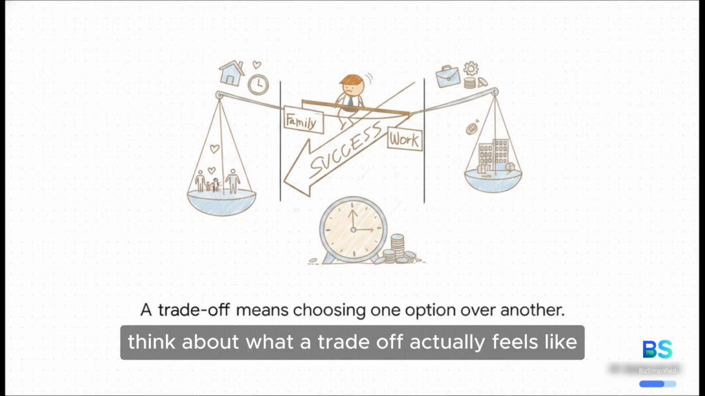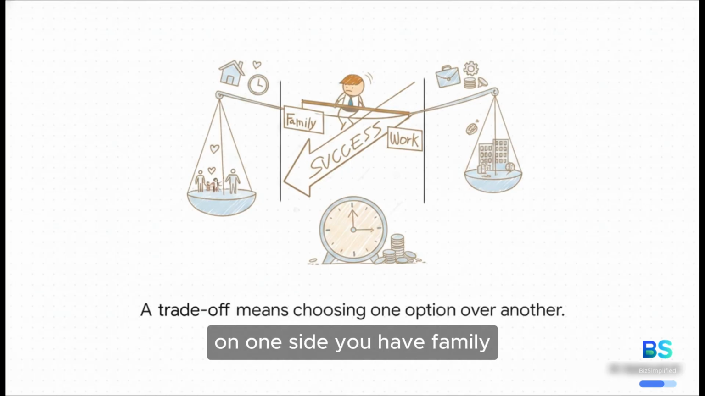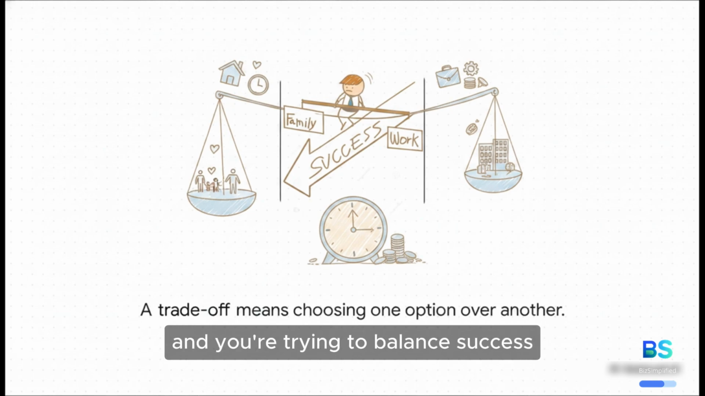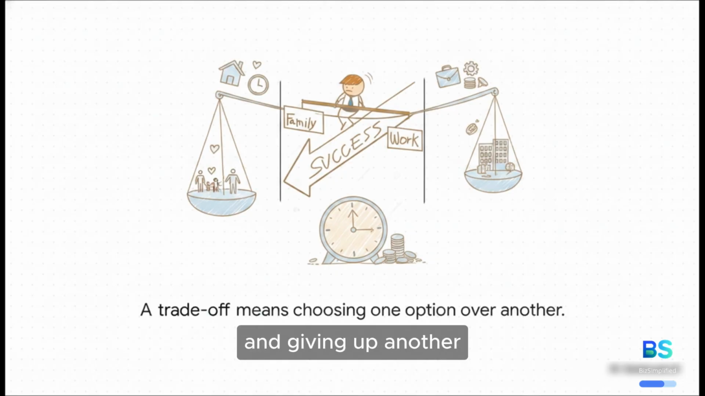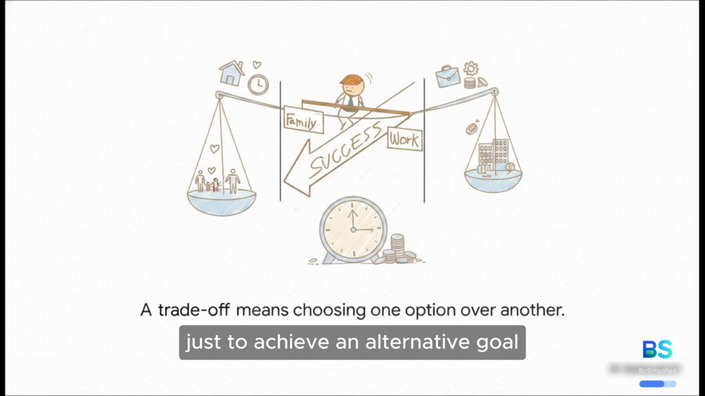Think about what a trade-off actually feels like in real life. It's a lot like balancing on a tightrope. On one side, you have family. On the other, you have work. And you're trying to balance success right in the middle. A trade-off means choosing one option and giving up another. It usually means foregoing a specific benefit just to achieve an alternative goal.